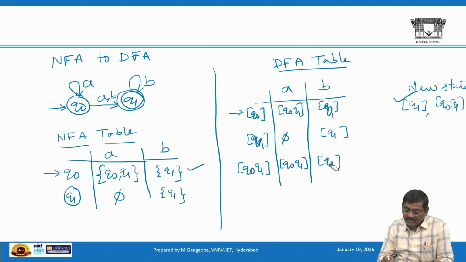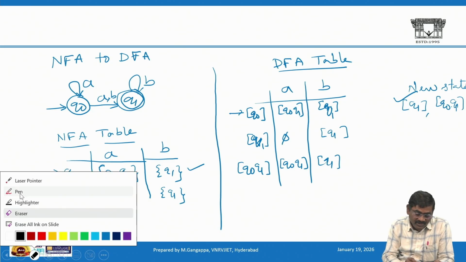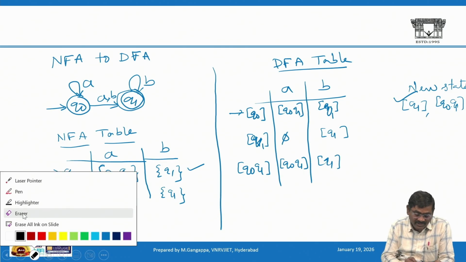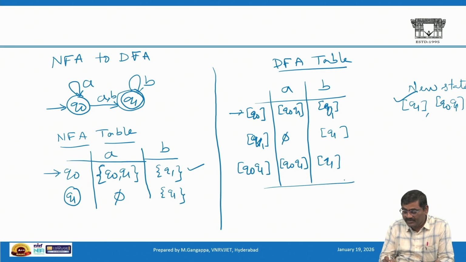Again, these states need to be verified. We need to compare the next state column values with the current states. So this cannot be a new state, this cannot be a new state, this cannot be a new state. All states in the next state column have been processed. Therefore, we should stop the conversion transitions. So we can stop it here.